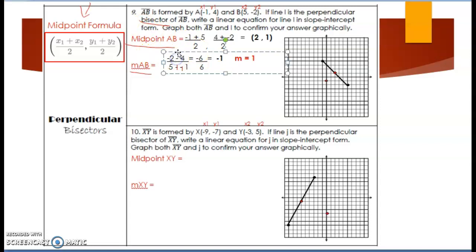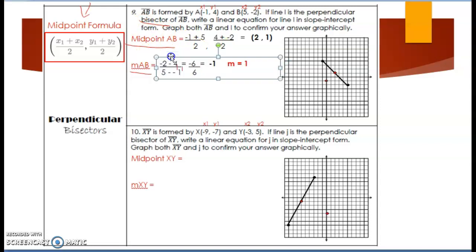Well, a slope of -1 is the black line. We want line L to be perpendicular. So we want the opposite flip. Well, the opposite of a negative is a positive, and when I flip -1 over 1, it becomes +1.